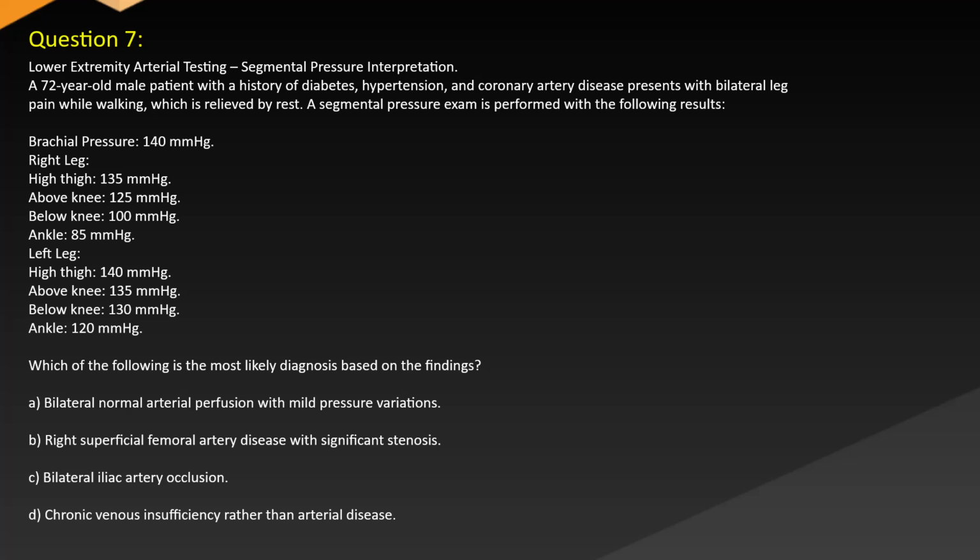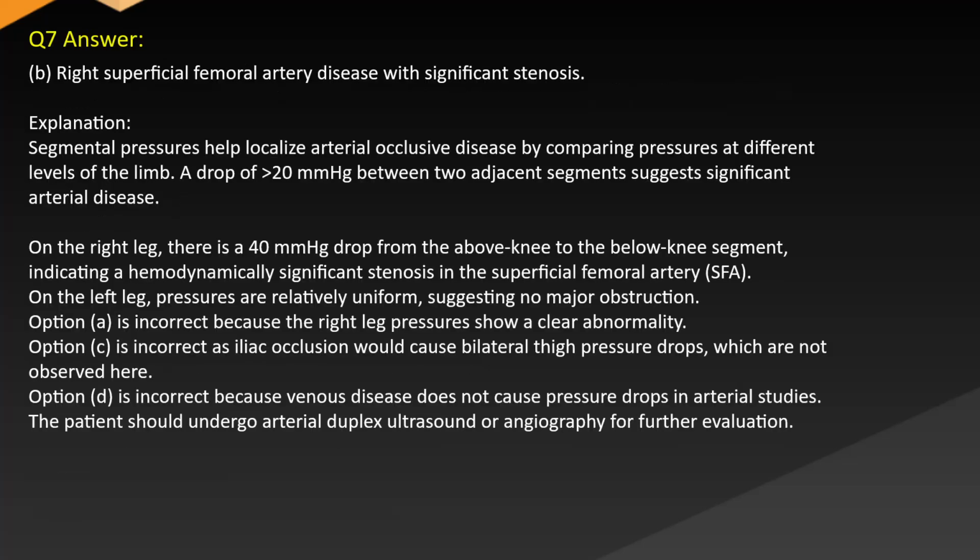A. Bilateral normal arterial perfusion with mild pressure variations. B. Right superficial femoral artery disease with significant stenosis. C. Bilateral iliac artery occlusion. D. Chronic venous insufficiency rather than arterial disease. Answer B. Right superficial femoral artery disease with significant stenosis.